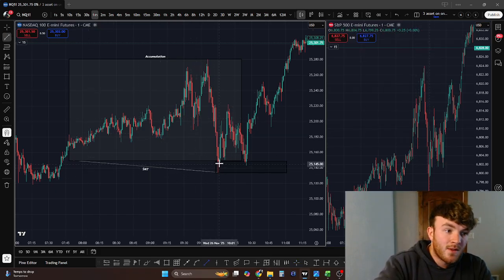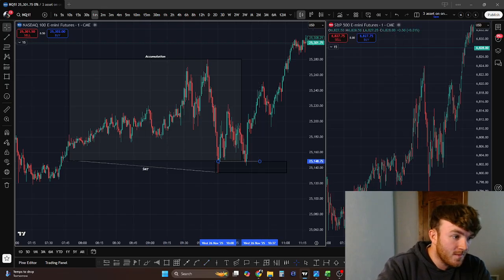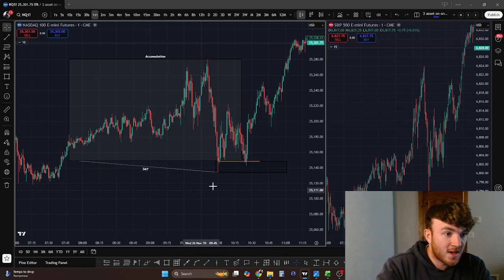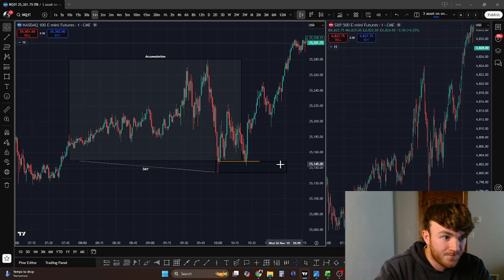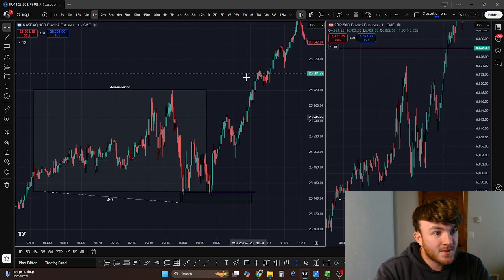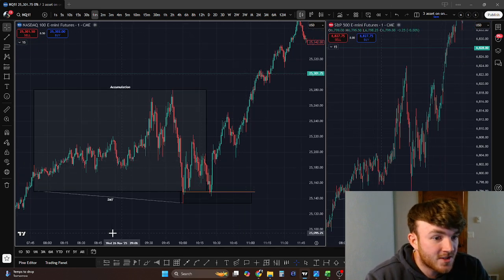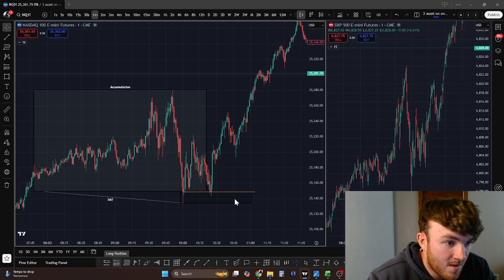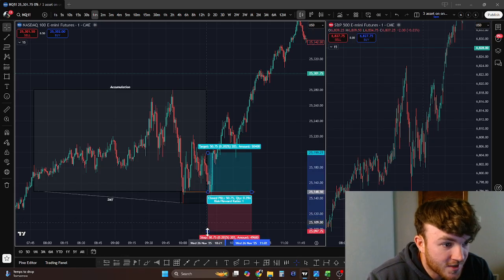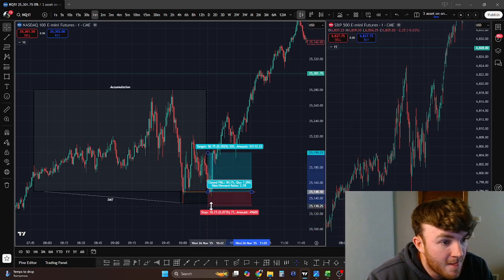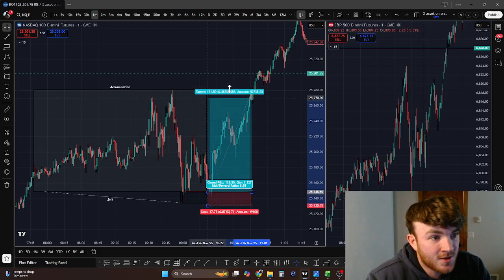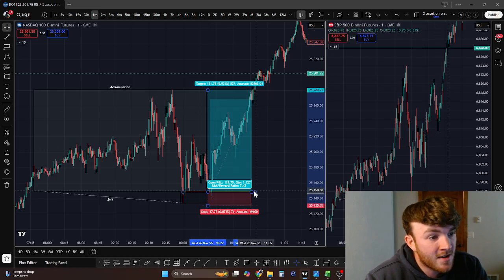We have that rejection block. So this is a Phoenix entry right here. And then we deliver to the opposing end of that range. Check that out. So there's your Phoenix entry. Stop loss goes at the low or slightly below the low of the rejection block, and then we deliver higher.